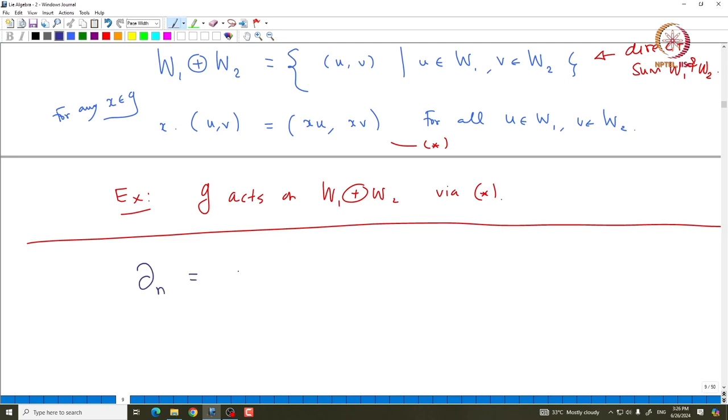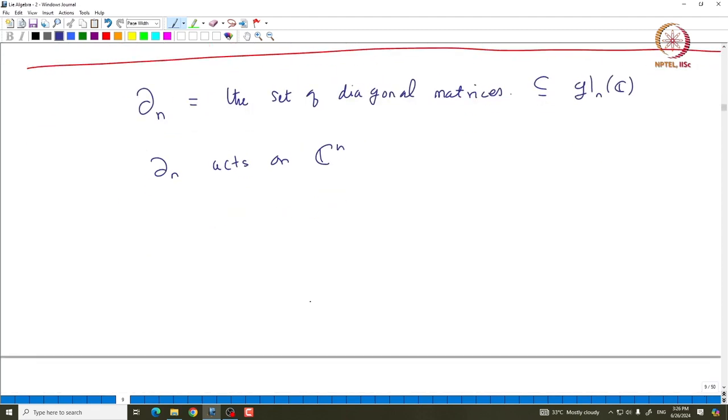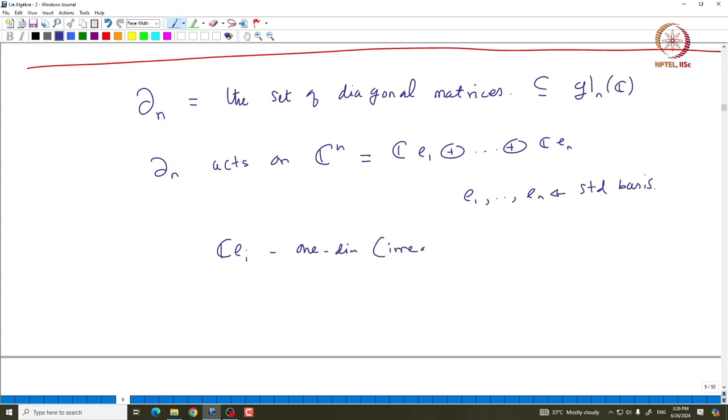One can take D_n, the set of all diagonal matrices. Naturally this is sitting inside GL_n of C, and it is going to act on C^n via matrix multiplication. Now C^n you can decompose into the direct sum of Ce_1, etcetera, Ce_n, where e_1, etcetera, e_n is the standard basis. Now it is easy to see that Ce_i is one dimensional, so in particular an irreducible D_n module.